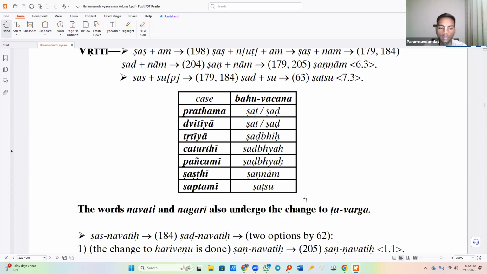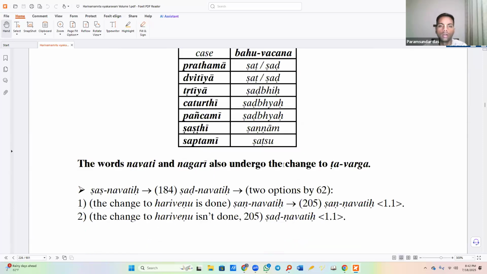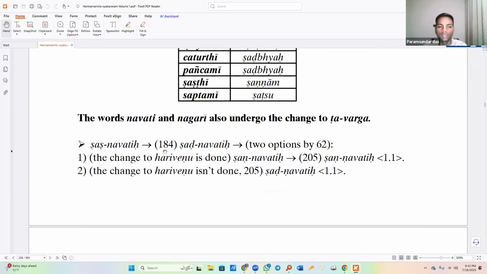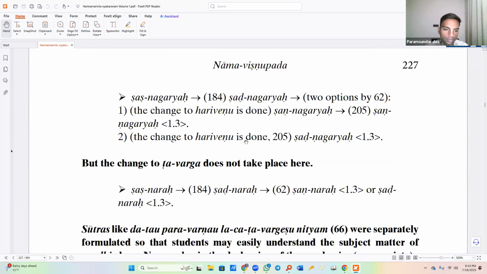So this is the table. Then just ignore this Navati Nagari. Or if you want to, you can actually do them also. They're easy. Basically, the Hari Venu Vidhi remains optional here. That's all.